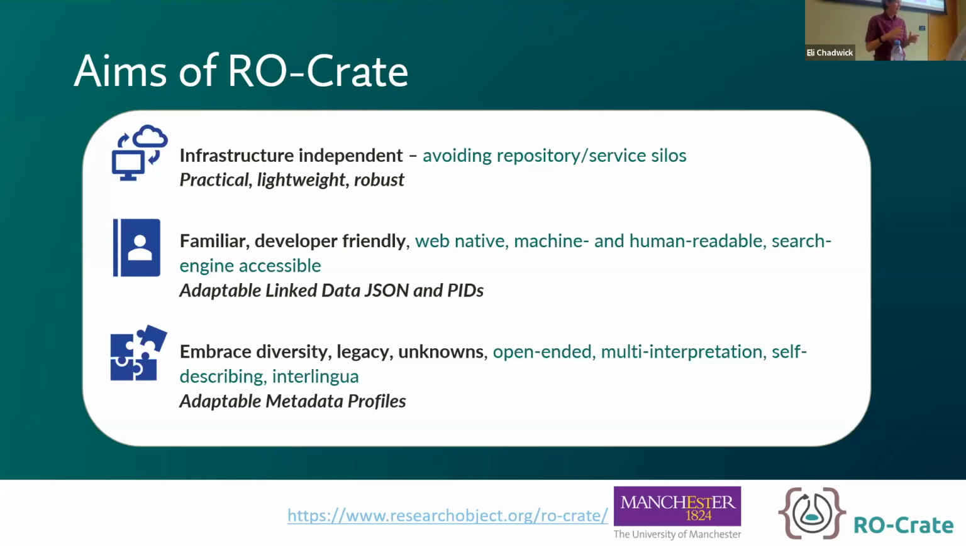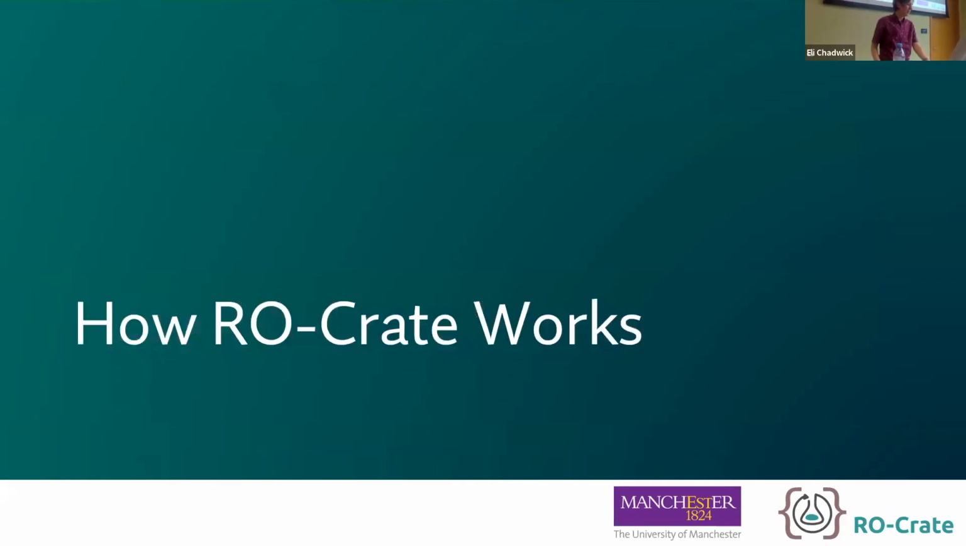And then a core principle is that we really embrace the diversity of the research community. So RO-Crate is open-ended. It doesn't try to say you have to have this metadata and only this metadata. You can extend it in all different directions. It tries to be self-describing. It can be used as an interlingua, so you can convert from other metadata formats to RO-Crate and back. And we do that through adaptable metadata profiles, which I'll talk more about later on.